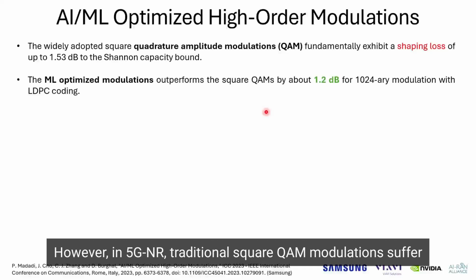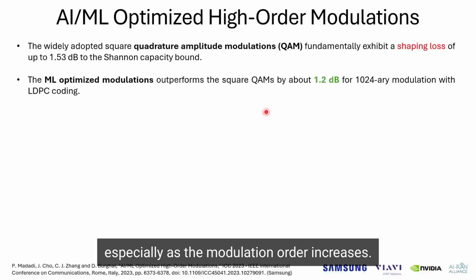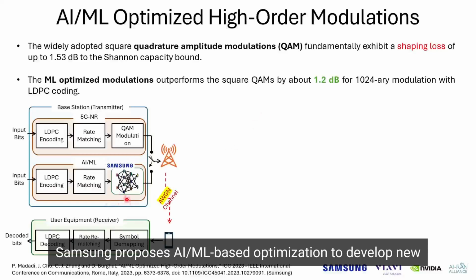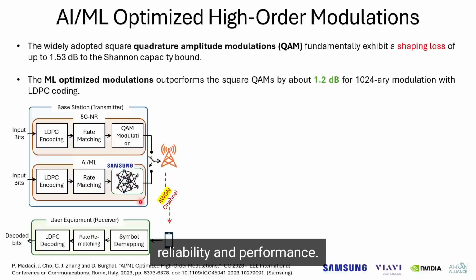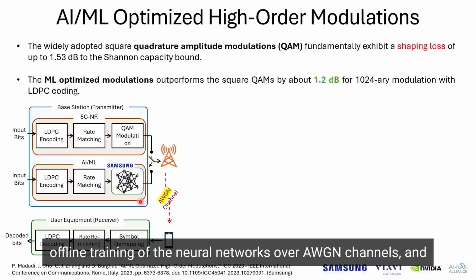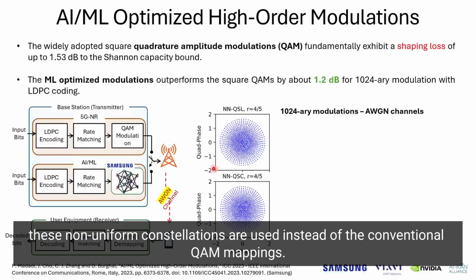Higher order modulations enhance spectral efficiency by transmitting more bits per symbol. However, in 5G NR, traditional square QAM modulations suffer from shaping losses of up to 1.53 dB relative to the Shannon capacity, especially as the modulation order increases. To address this, Samsung proposes AI/ML-based optimization to develop new high-order constellations and bit-to-symbol mappings for improved reliability and performance. They developed non-uniform modulation constellations through offline training of neural networks over AWGN channels, and these non-uniform constellations are used instead of the conventional QAM mappings.